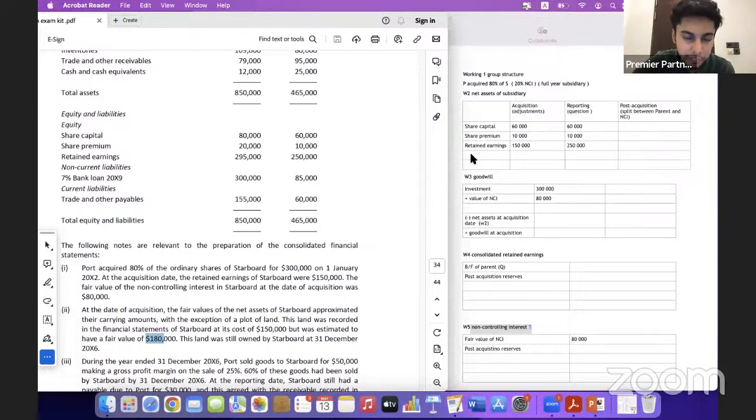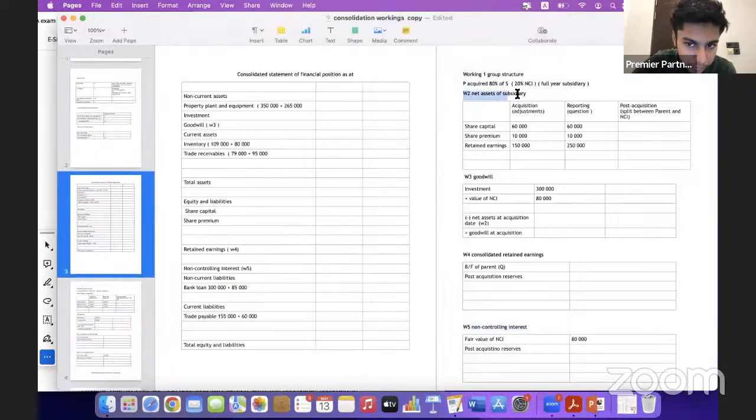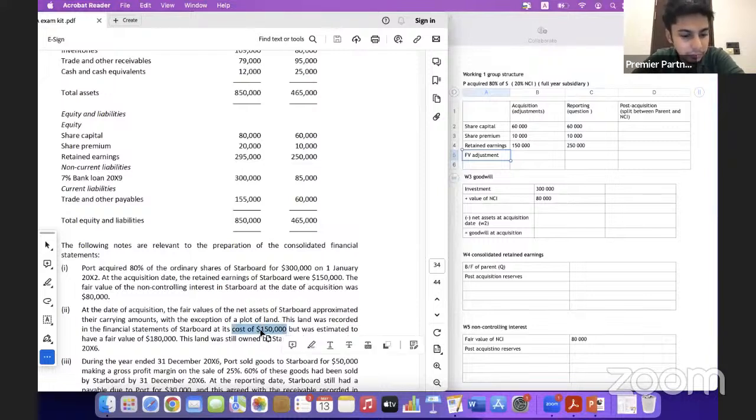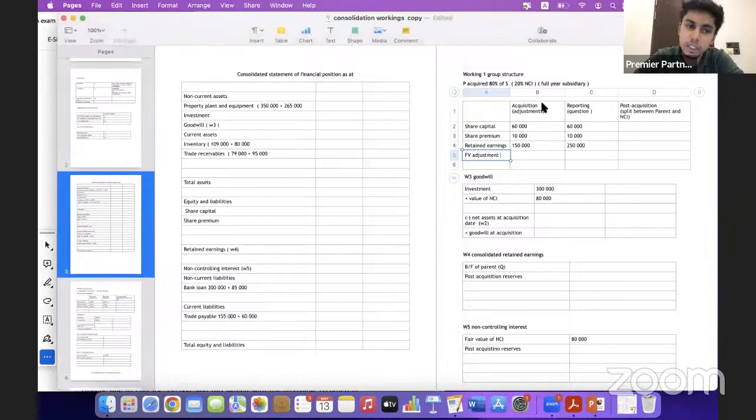Step number 1, fair value adjustment, you should mark it in working number 2. So go to working number 2, right over here, fair value adjustment, right? So guys, how much has the land gone up by? See, guys, the land is 150, but it has gone up to 180. So the land has then gone up by 30,000 rupees. So therefore, guys, you write it here at the acquisition date. Done. Why do we write it in the acquisition date? Because it happened at that date. Here, guys, look at this once again. At the date of acquisition, it happened at that date. The value went up at that date. That's the reason why we are showing this under the acquisition column.